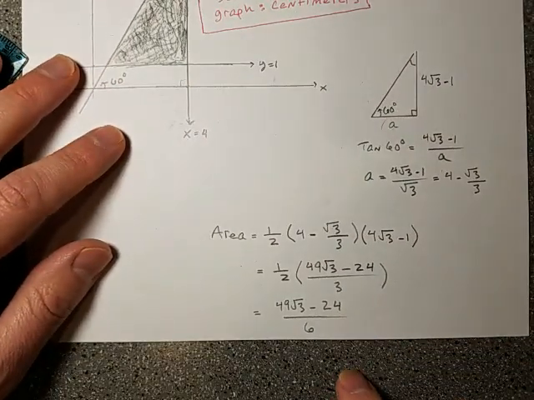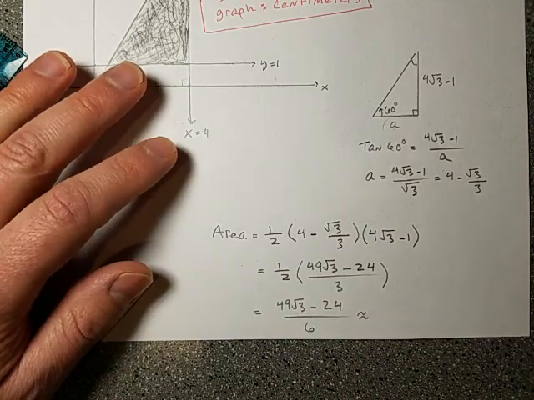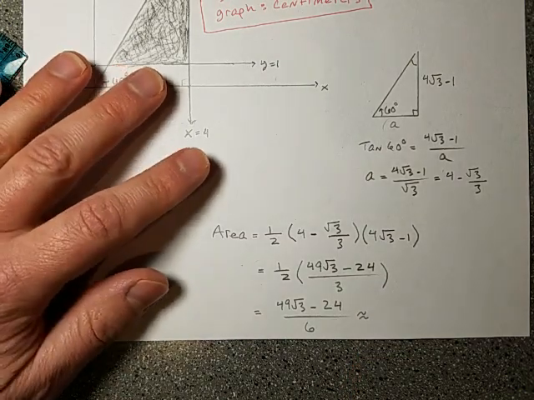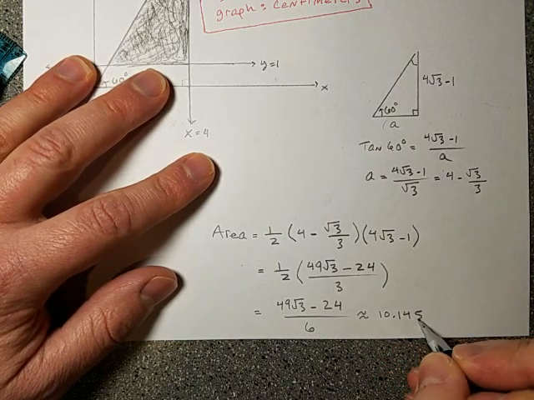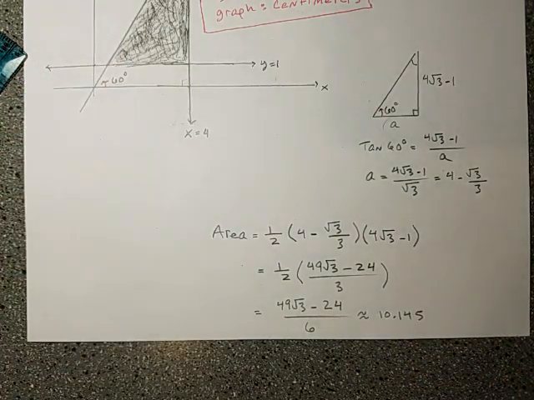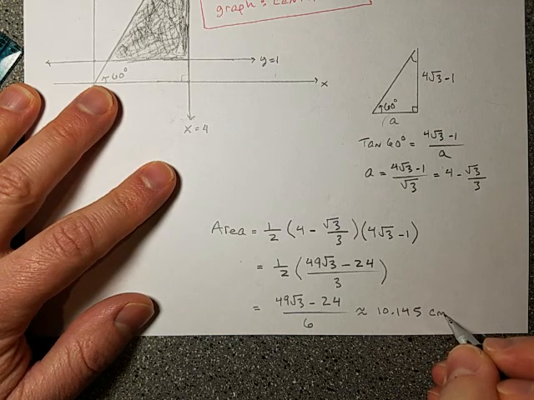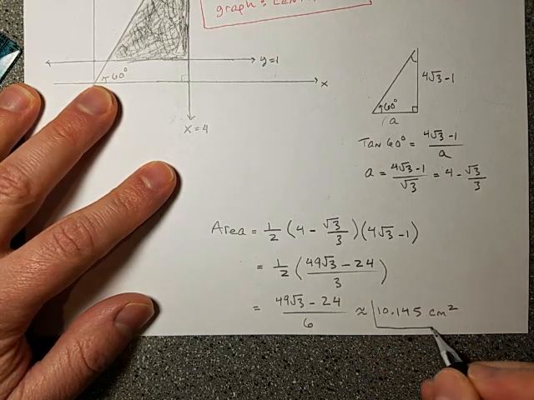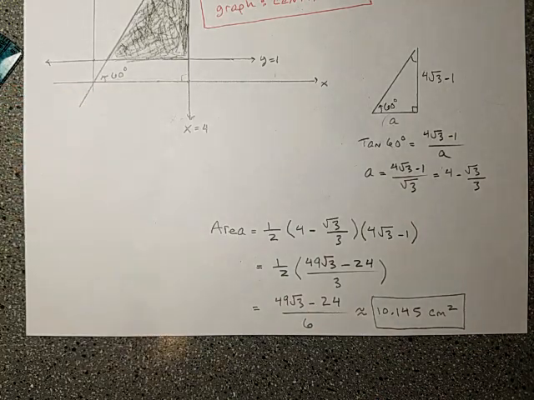And I get this exact answer, but let me round it. So if we use our calculator, 49 root 3 minus 24, divide by 6, we'll get 10.145, and I've got units to that. I know most of the problems we've done, we may have been measuring area, but we didn't. We just gave a number. We didn't actually treat it like a measurement. But this would be square centimeters, right? If the distances on my graph were in centimeters, if that's what the lengths were on the axes, well, this would be area. That would make it square centimeters.